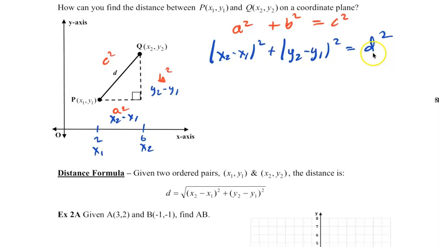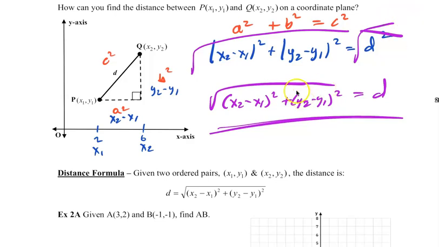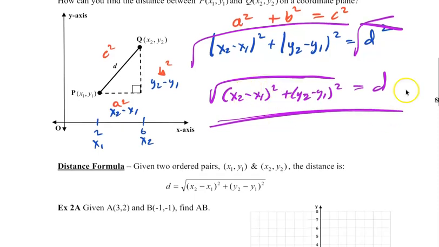Now to find the distance formula, I want the distance d, but right now it's squared, so we've got to get rid of it. So we're going to do the square root of both sides. So these cancel out. I get the square root of x2 minus x1 squared plus y2 minus y1 squared equals the distance, d. I get rid of the absolute values because since you're squaring, it doesn't really matter. You can always get a positive anyway.